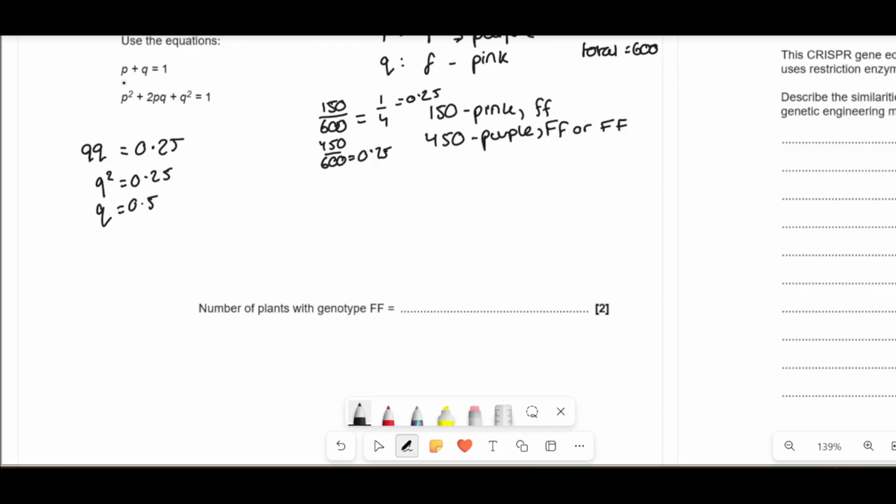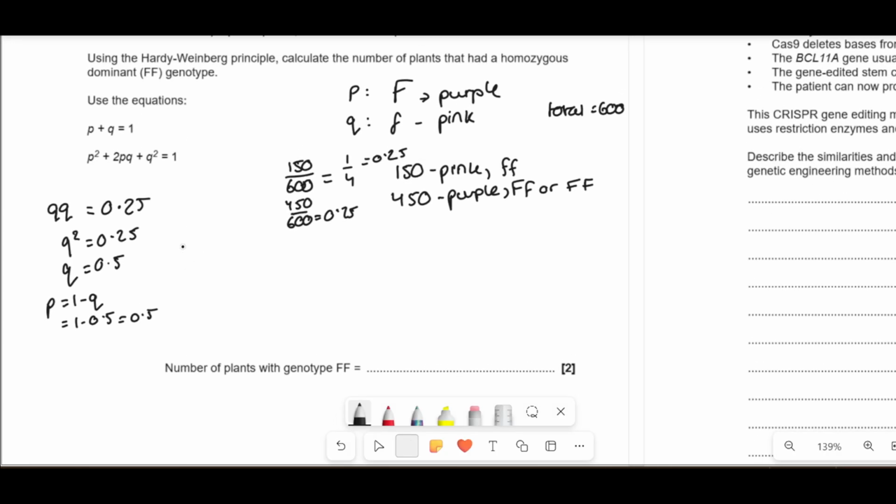Now that we have that, in theory, this equation wouldn't work if this wasn't the case: p plus q is 1. So that must mean p equals 1 minus q, which is 1 minus 0.5, which is 0.5. Okay? Good start, right? So now we know what p is as well as q. They're both 0.5. But we need to figure out the ones that are homozygous dominant.